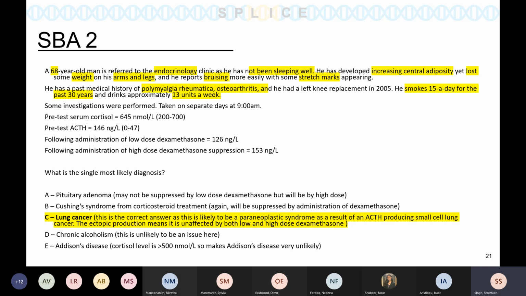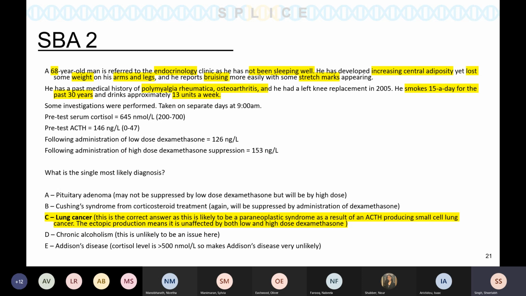So if we look at the test results here, so serum cortisol is normal. Its ACTH is raised, okay? So if we look at the low dose dexamethasone, it's at 126. And then if we look at the result after the high dose dexamethasone, it's 153. So we can see that it's not being suppressed by the high dose dexamethasone. So because of that, you're not really looking at a pituitary adenoma picture. Cushing syndrome, the cortisol is normal at this point in time.